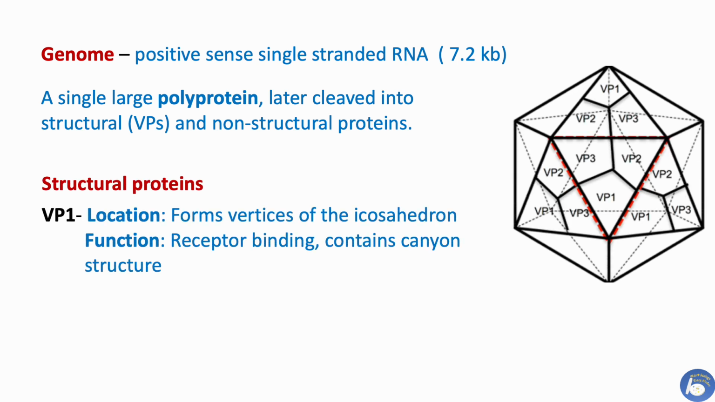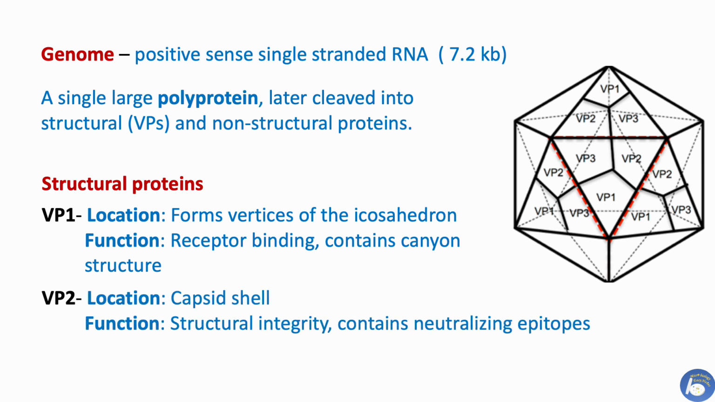Structural proteins are VP1, VP2, VP3 and VP4. VP1 location is vertices of the icosahedron. Its function is receptor binding and it contains canyon structure. VP2 is located on capsid shell. Its function is structural integrity and it contains neutralizing epitopes.